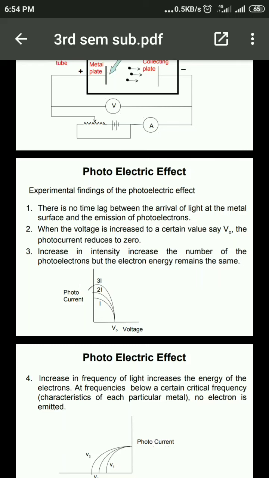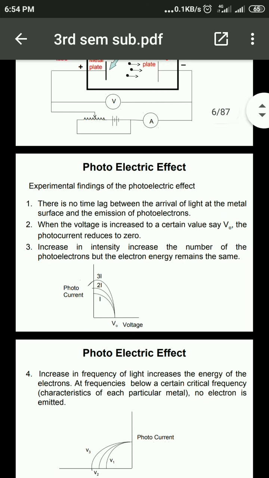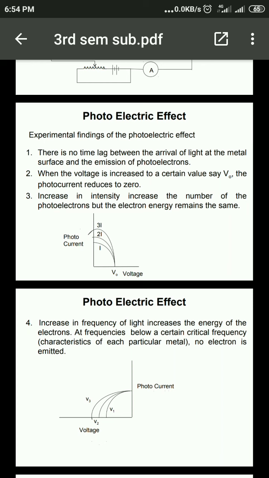First one was there is no time lag between the arrival of light at the metal surface and the emission of photoelectrons. So there is no time lag. It is an instantaneous process. Photoelectric effect is an instantaneous process. You should remember these four findings, because this will be asked always. So you should remember these two graphs which are shown here, photocurrent versus voltage for different intensity, and photocurrent versus voltage for different frequency of the incident light beam.